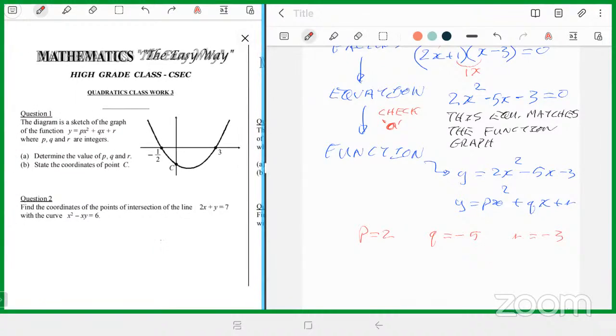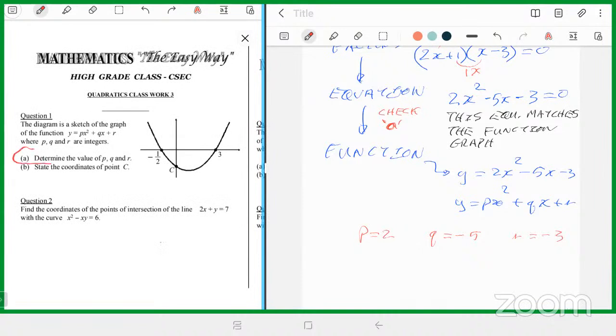That's what the question wanted, right? Determine the value of P, Q, and R. So these are our answers right here. P, Q, and R. These. All right. Then now part 2.